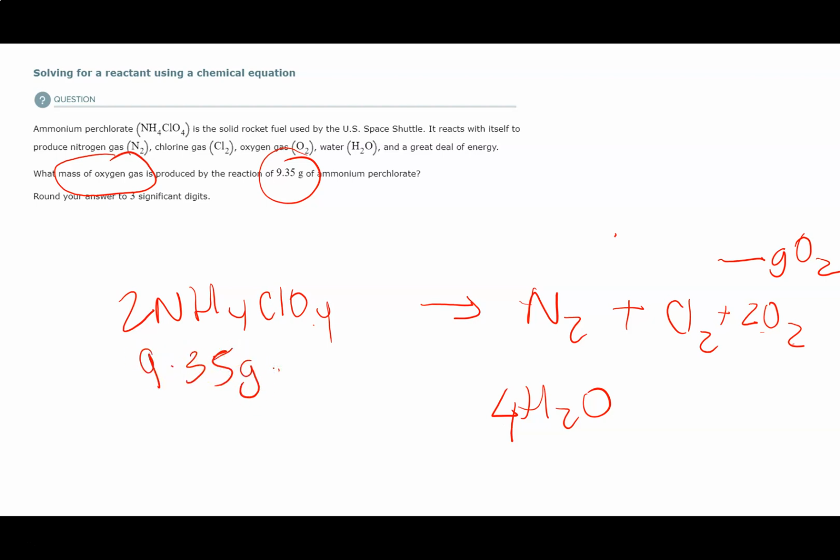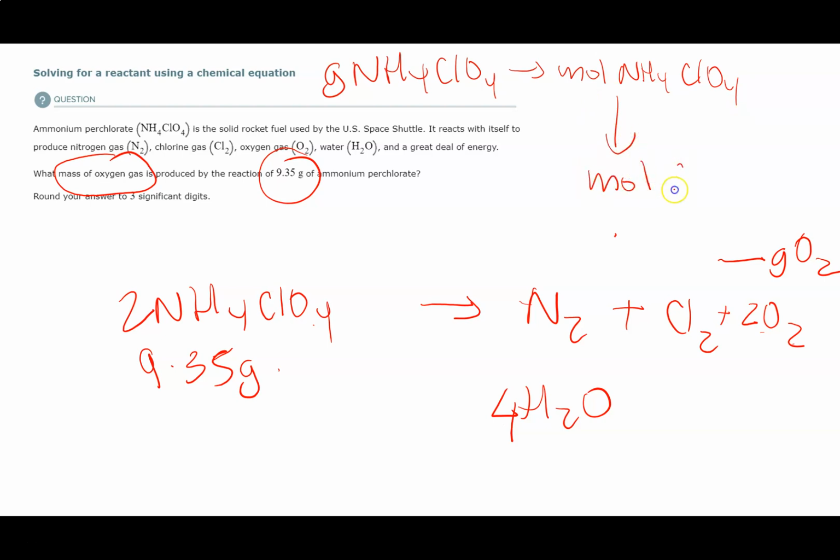So I know that what I need to do is this. I need to go from grams of ammonium perchlorate to moles of ammonium perchlorate. And then from there, I'm going to go to moles of O2, and then I'm going to go to grams of O2. So I need 2 molar masses. I need the molar mass of ammonium perchlorate, and I also need the molar mass of O2, and I need my mole ratio. So let's just get going, and then my answer is going to have 3 significant figures.